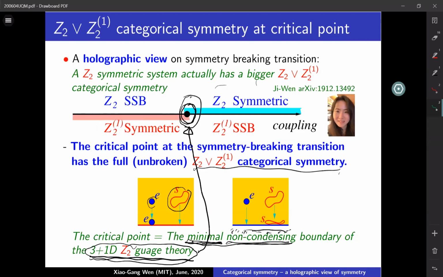And the thing we emphasize here is that the critical point somehow has both symmetries. And so both the domain wall fluctuation and the charge fluctuation become important and entangled in a certain way, which is characterized by the gapless boundary of a Z2 gauge theory in one higher dimension. So that's maybe the main message. Thank you.